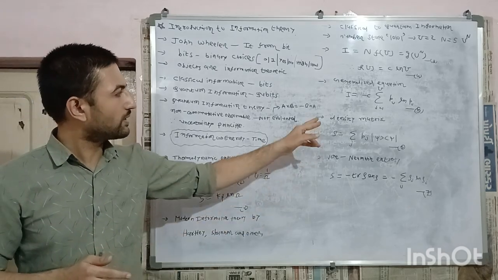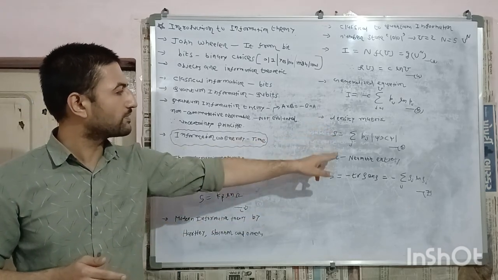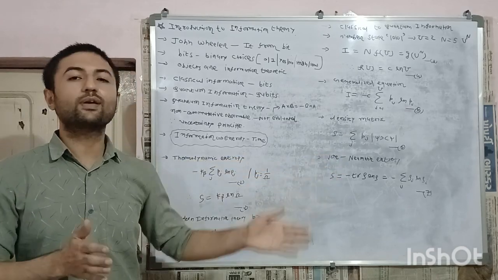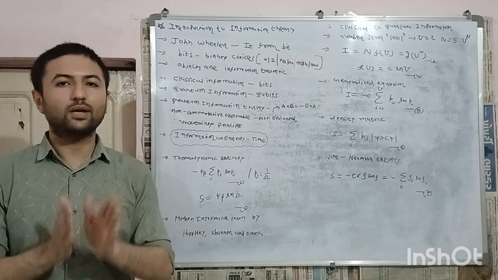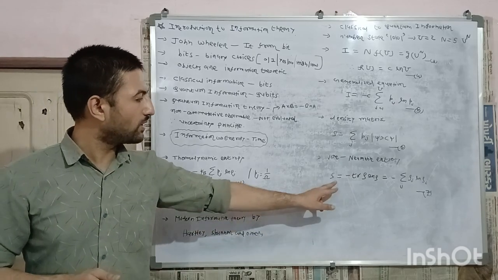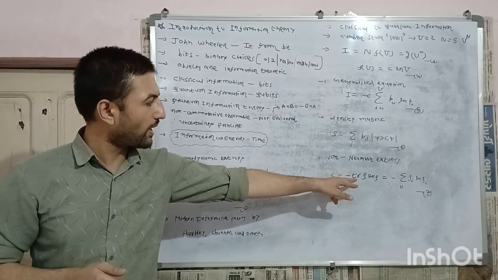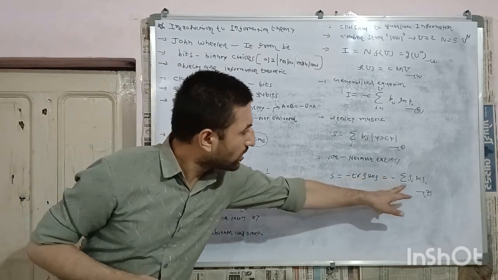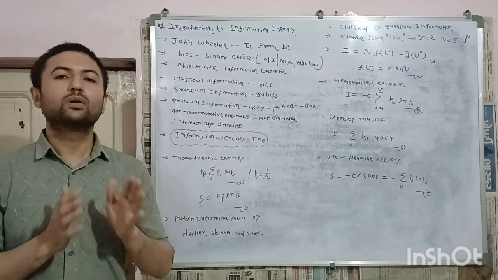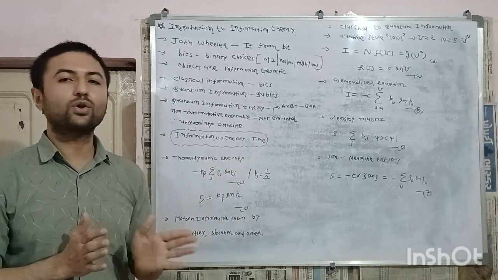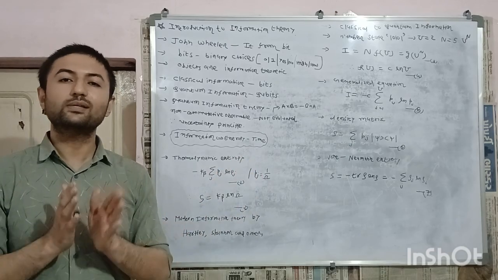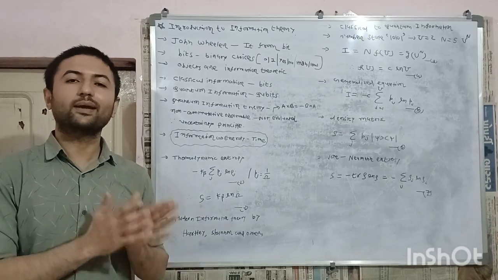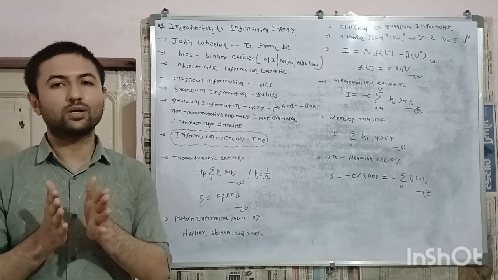So using the definition of the density matrix, we have the equation of von Neumann entropy, using which one can define quantum information. That is S = -Tr(ρ ln ρ) = -Σ_j ρ_j ln ρ_j. So this is the equation of von Neumann entropy, which is the basic equation using which one can expand quantum information theory.